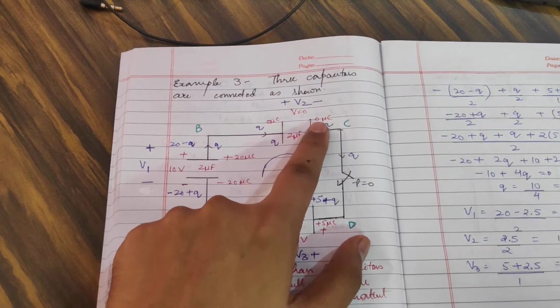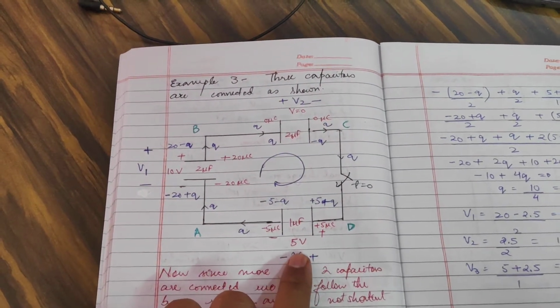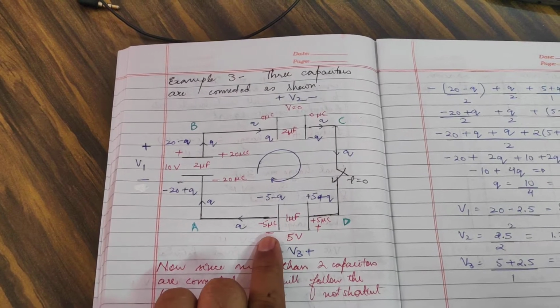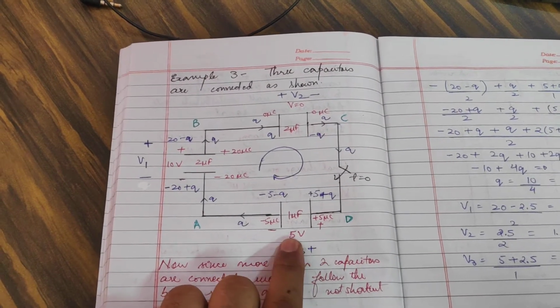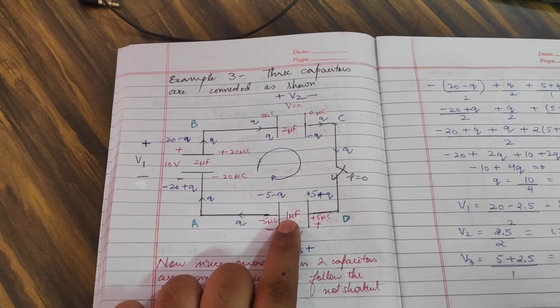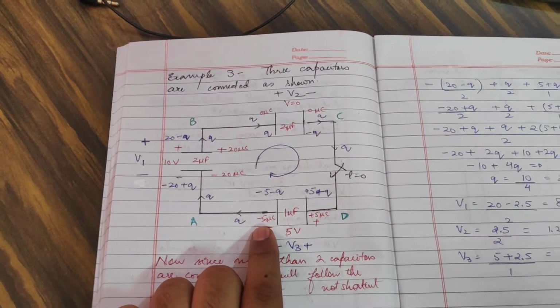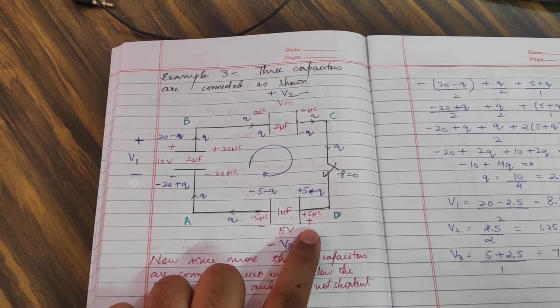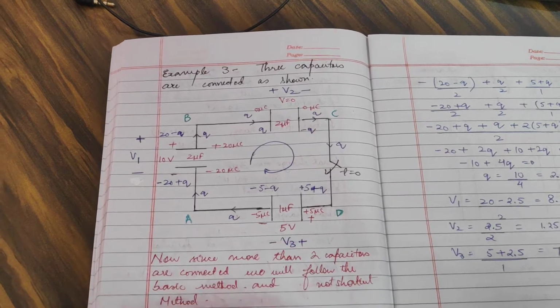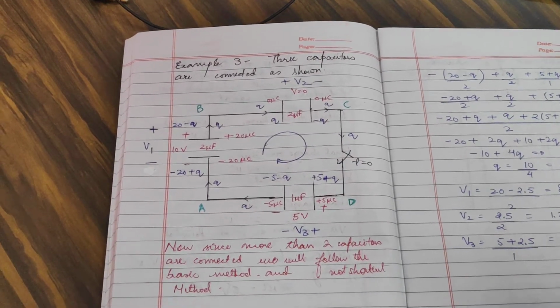So the initial charge is 0 and 0. And here the potential is 5 volt. This is the negative plate and this is the positive plate. So here 5 multiplied by 1 microfarad, it is minus 5 microcoulomb and it is plus 5 microcoulomb. Okay. Now children, understand.